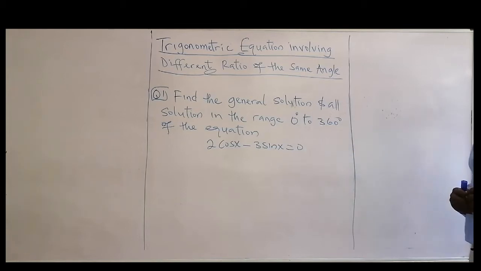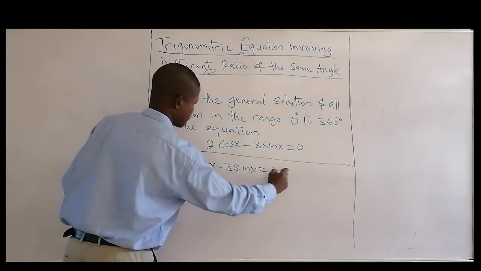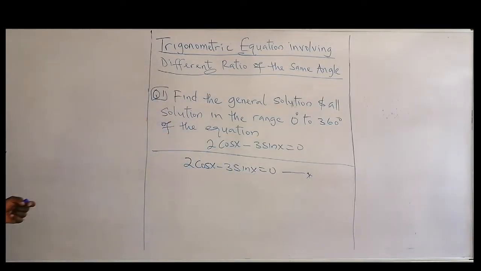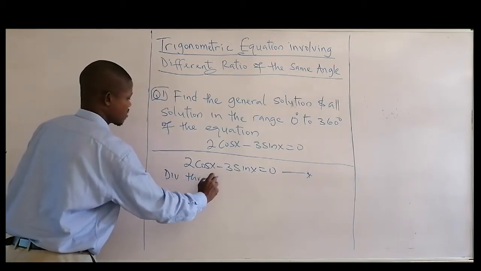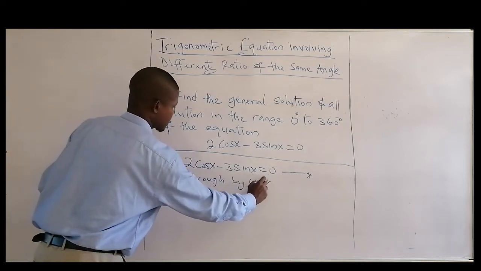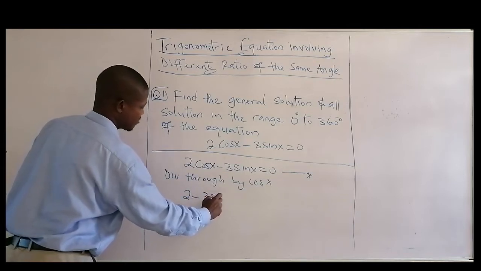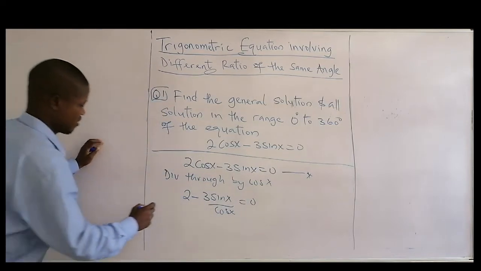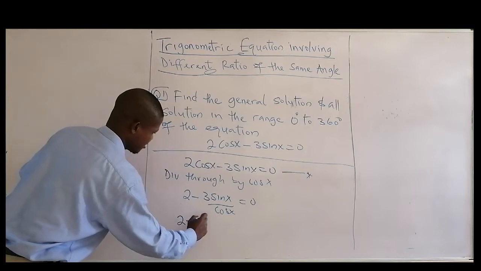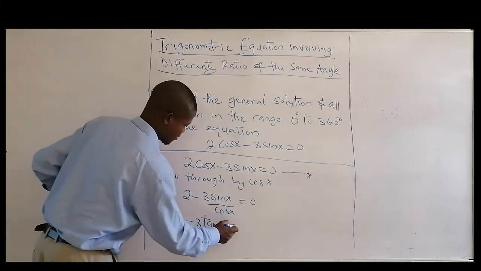Find the general solutions and all solutions in the range of 0 to 360. We divide through by cos x. That will give us 2 here, and 3 sine x over cos x, equal to 0. So that will give us 2 minus 3 tan x, since sine over cos is a tangent, equal to 0.